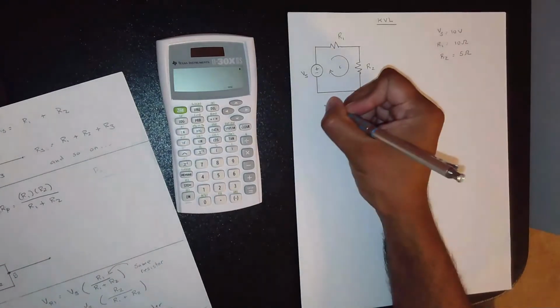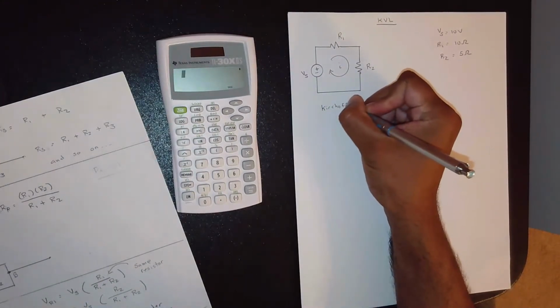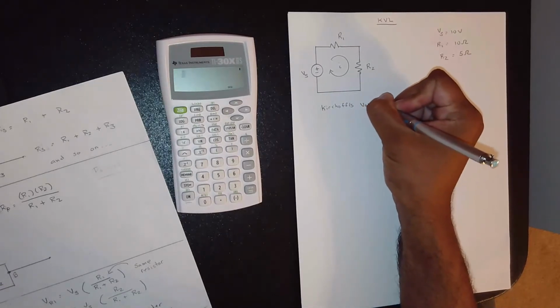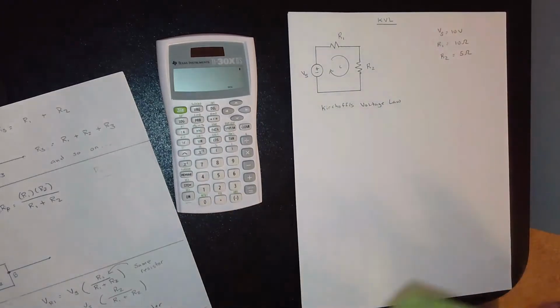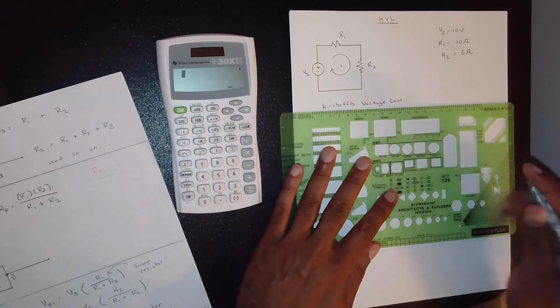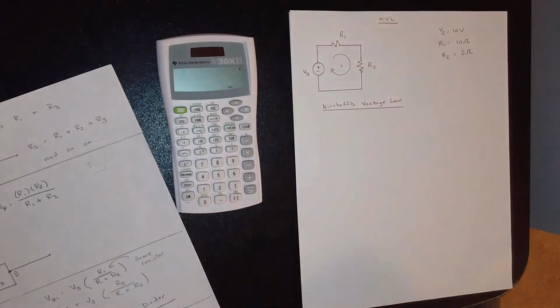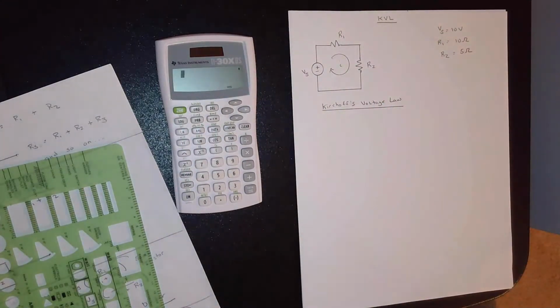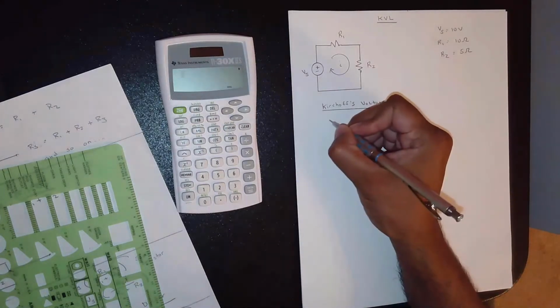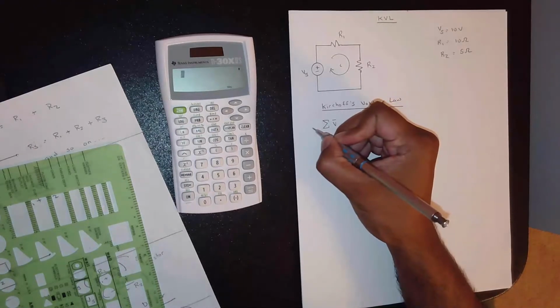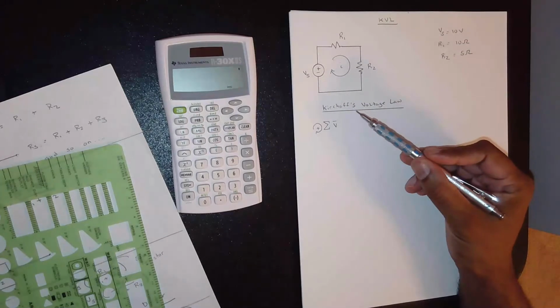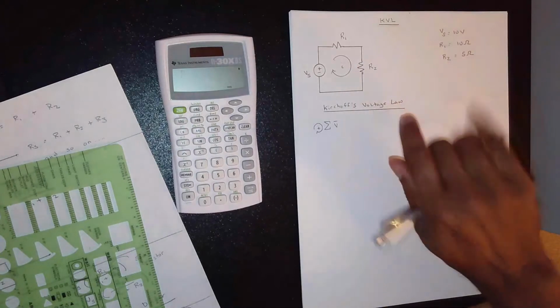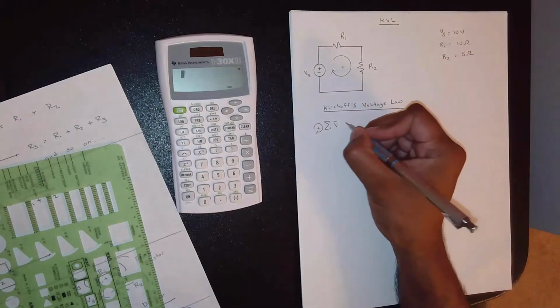And this stands for Kirchhoff's voltage law. The way Kirchhoff's law works is you write the sum of the voltage across the loop is equal to 0. And what we're going to do is travel across this loop, and we're going to write is equal to.